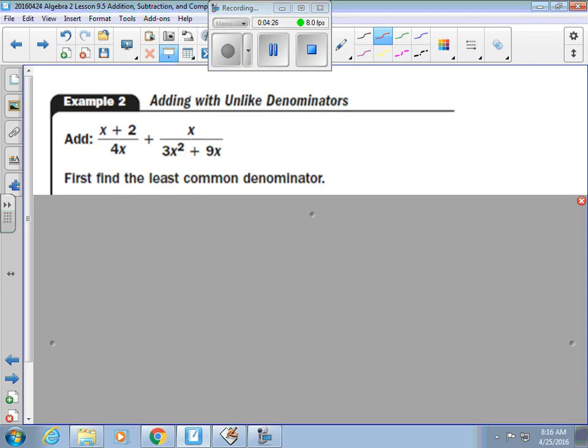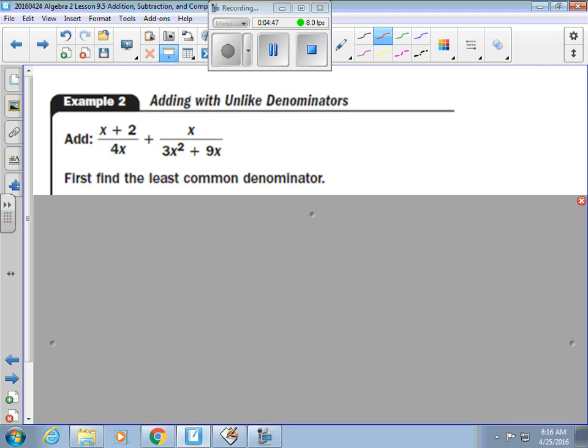Okay. When there are unlike denominators, just like on our bell work, you have to create like denominators. When there's more than one term, it's somewhat more difficult to do so, but I'm going to show you the easiest way to do it. The easiest way is to factor everything out in order to find the least common denominator.